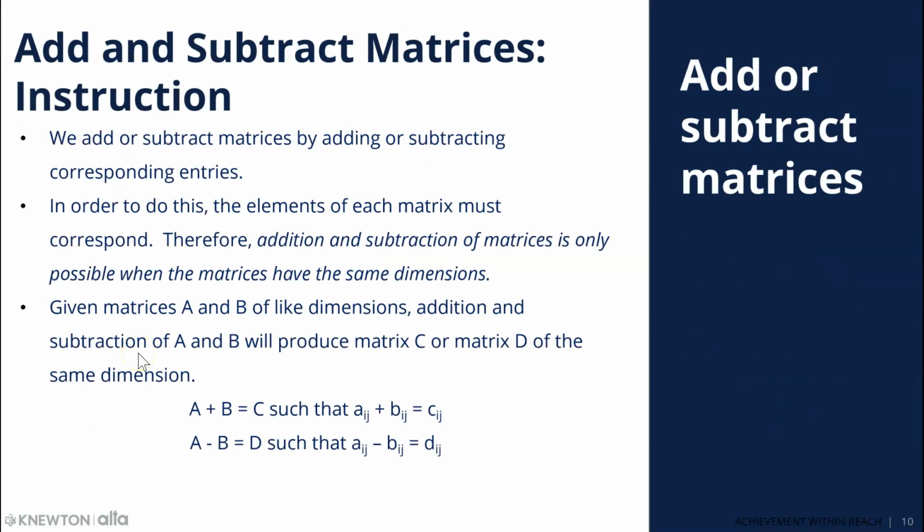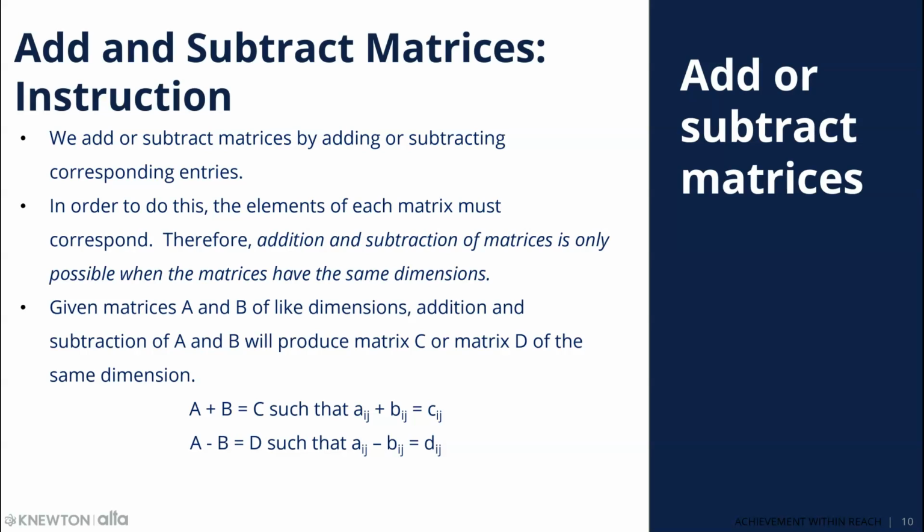So now let's take a look at how we add or subtract matrices. We add or subtract matrices by adding or subtracting corresponding entries. In order to do this, the elements of each matrix must correspond. Therefore, we can only add or subtract matrices with the same dimensions. So make sure that when you're adding or subtracting two matrices, the two matrices have the same dimension.